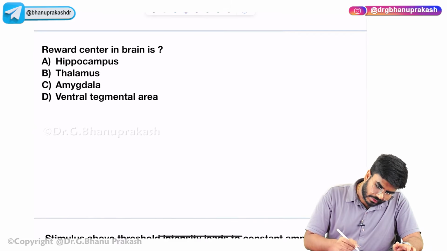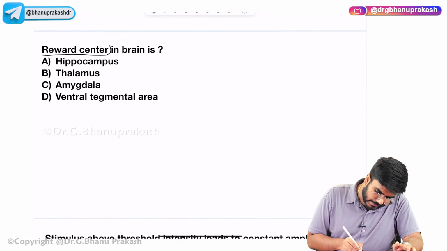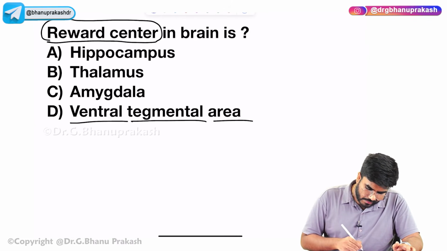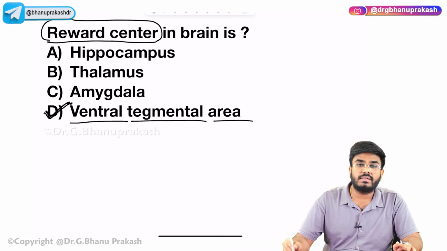Okay. Now reward center in your brain. What is the reward center? Okay, reward center, pleasure center, I have told you, it's a ventral tegmental area. Ventral tegmental area is the reward center.